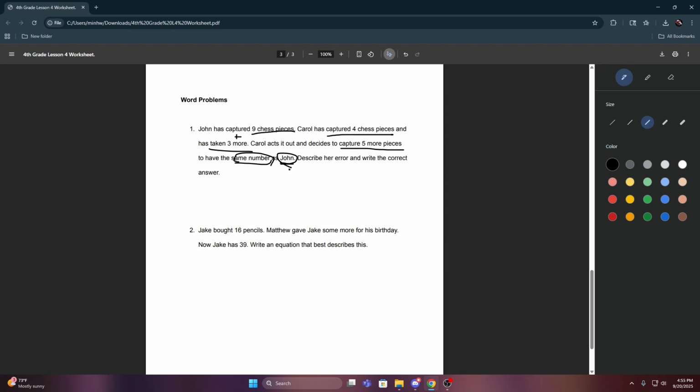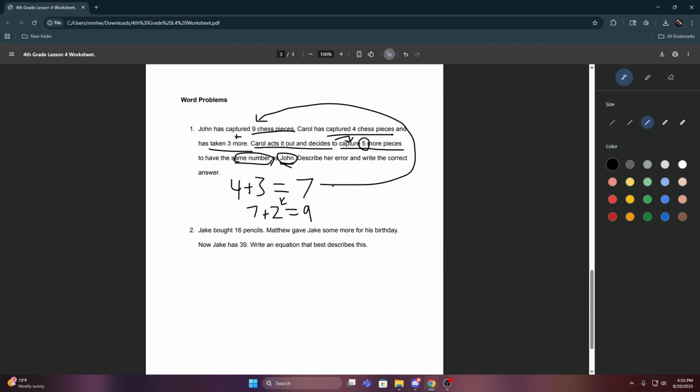So Carol already starts with 4 captured and captures 3 more, or takes 3 more. So that means now she's up to a total of 7 captured pieces. And now we can compare that to John's amount, which is 9. So if you compare 7 and 9, all you need is 2 more pieces from 7 in order to get yourself to John's amount, which was 9. However, Carol unfortunately believes she needs to capture 5 more, which is clearly over 2.